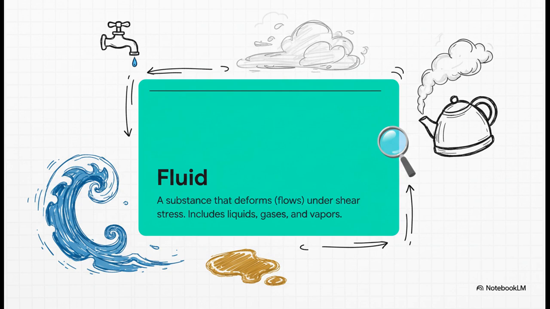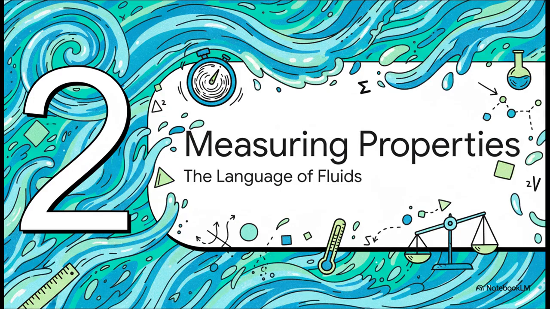And what's so cool about this simple idea is that it connects the obvious stuff, like water and oil, to the things we can't even see, like the air we're breathing or the steam rising from a kettle. So, we know what a fluid is, but how do we actually talk about it? How do we describe it? Well, to do that, we need to learn its language, the key properties that let scientists and engineers measure, compare, and even predict what a fluid is going to do next.